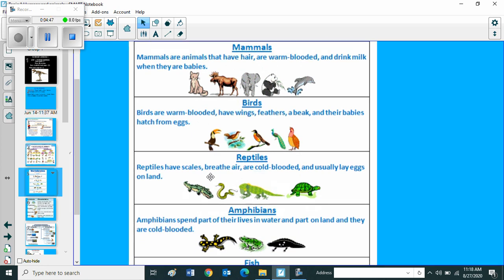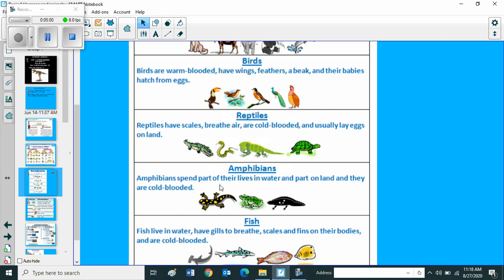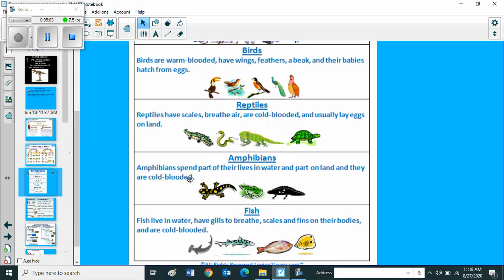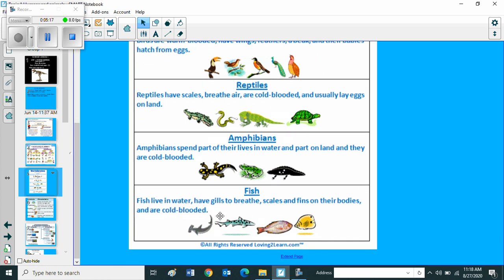The next one is reptiles. Reptiles have scales, breathe air, are cold-blooded, and usually lay eggs on land. The next one is amphibians. Amphibians spend part of their lives in water and part on land, and they are cold-blooded. Examples are given here. Then fish. Fish live in water. They have gills to breathe, scales and fins on their bodies, and are cold-blooded.